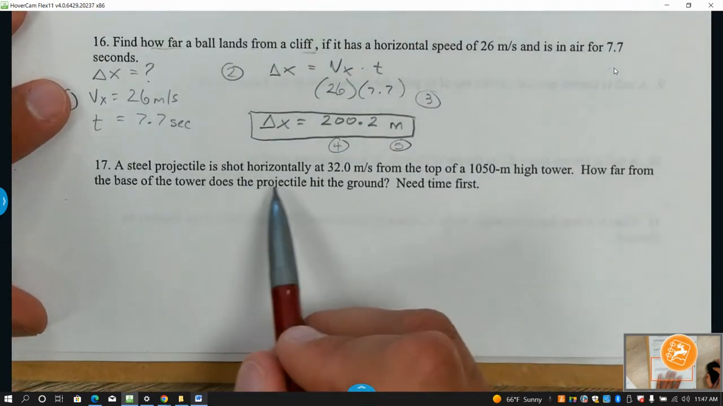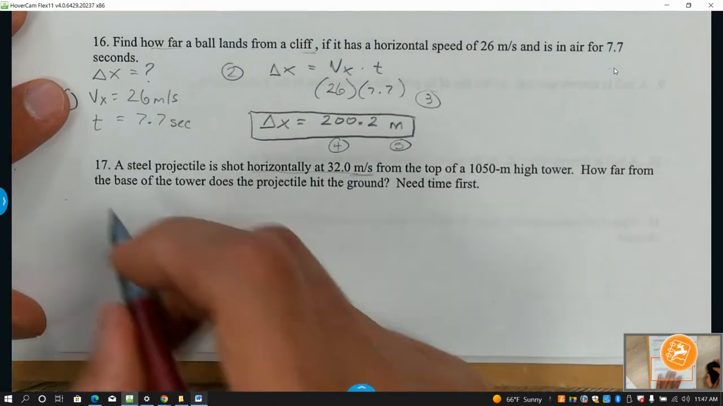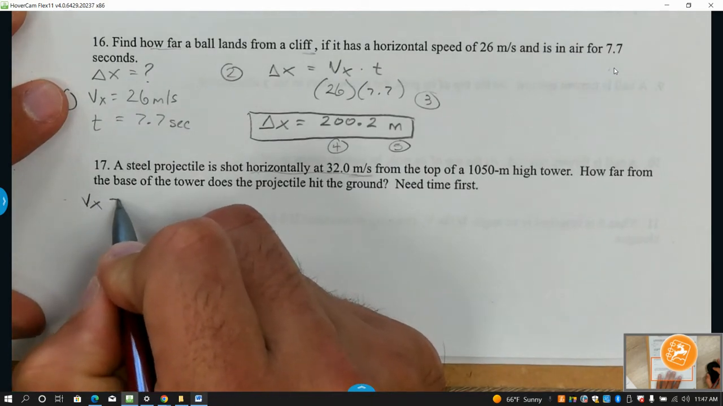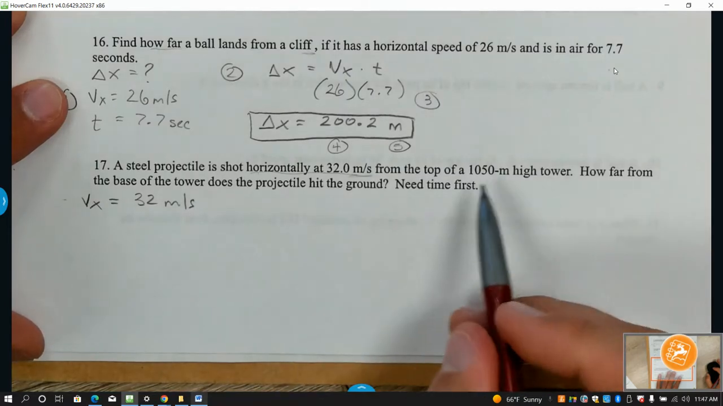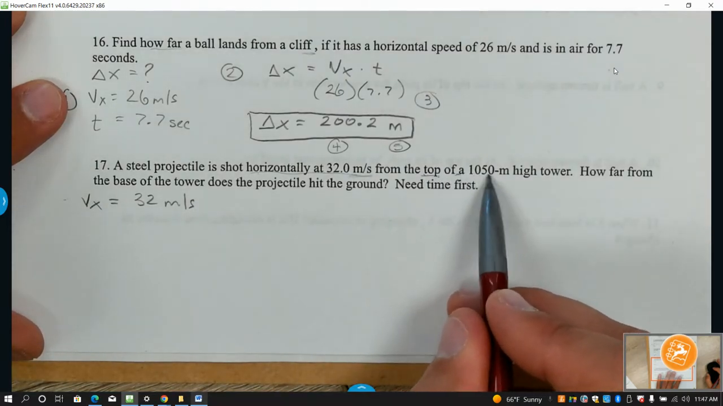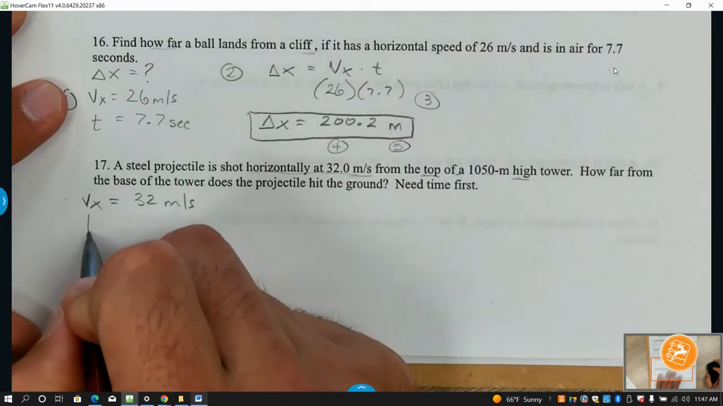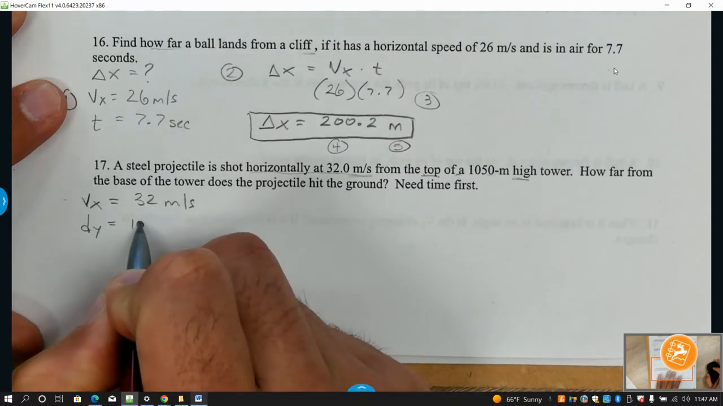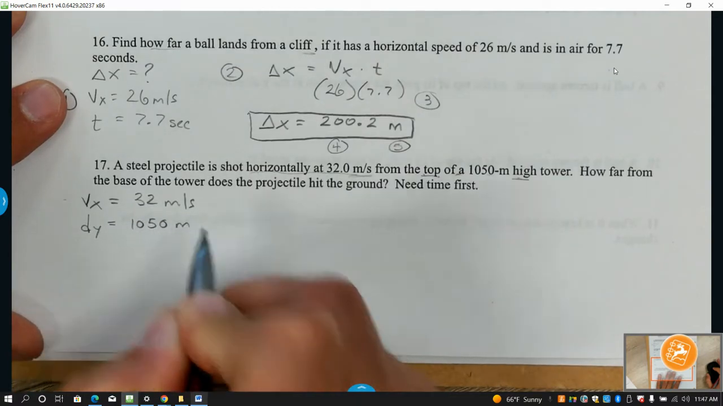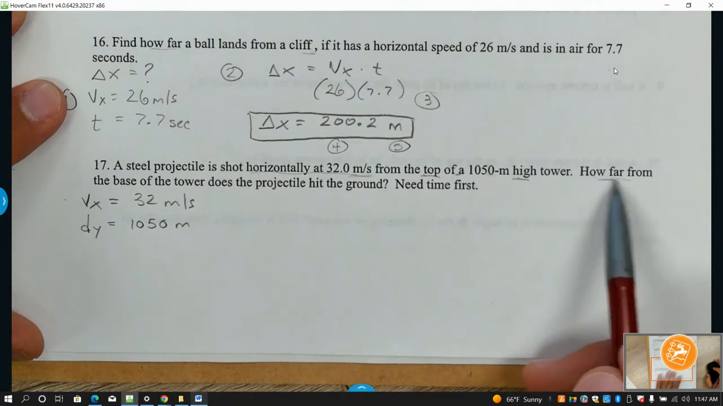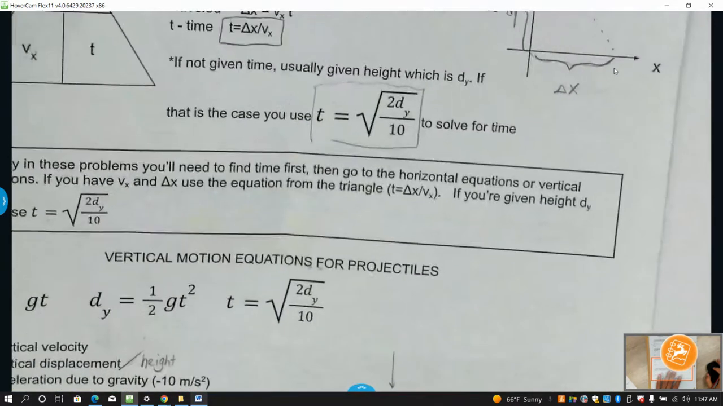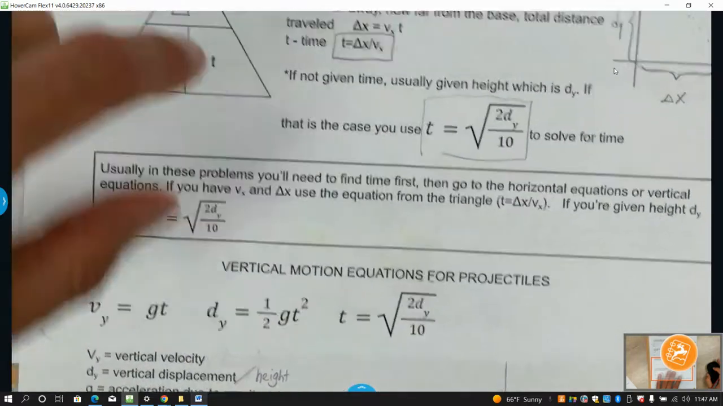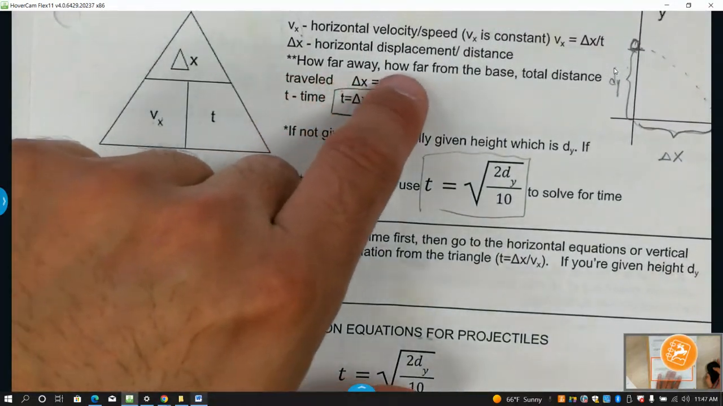A steel projectile is shot horizontally, with horizontal speed Vx of 32 meters per second, from the top of a tower. That's dy, 1050 meters. How far from the base of the tower?